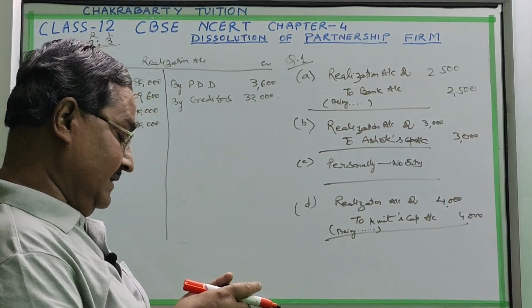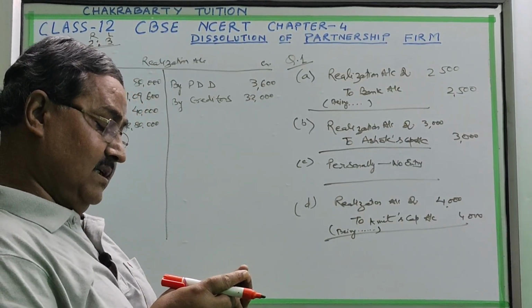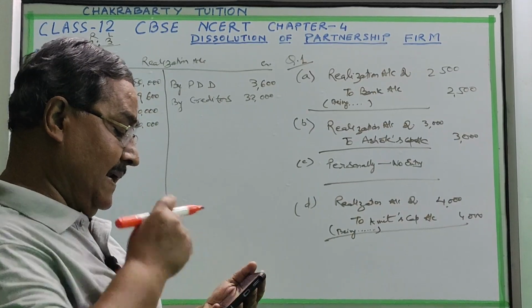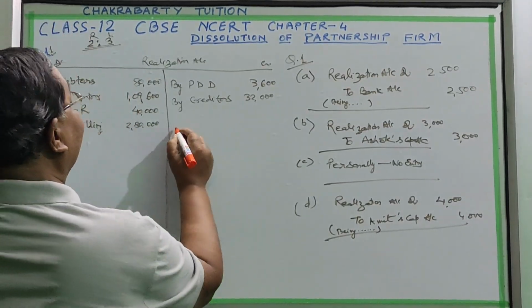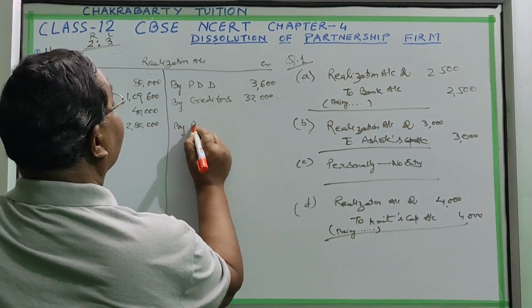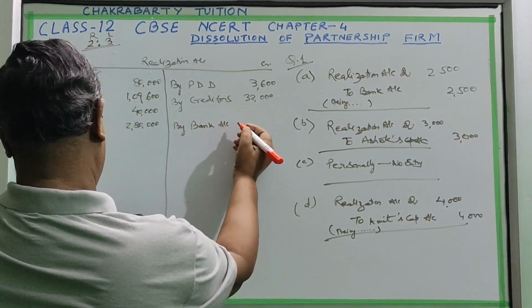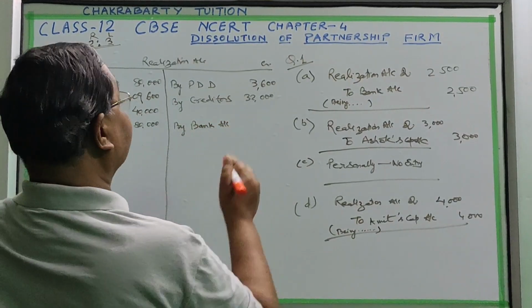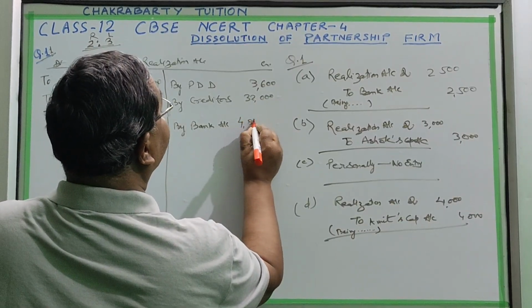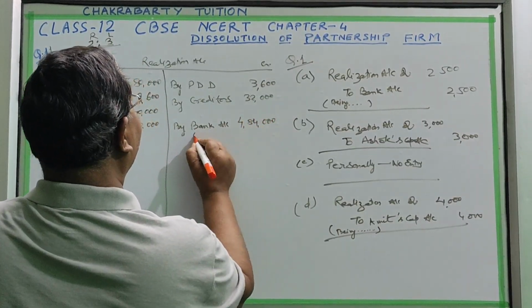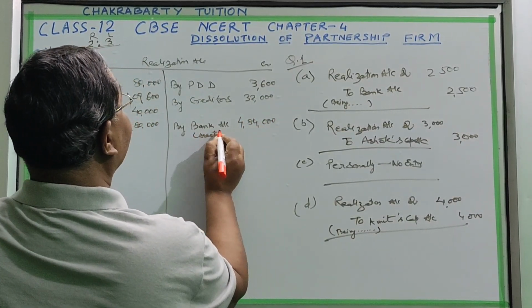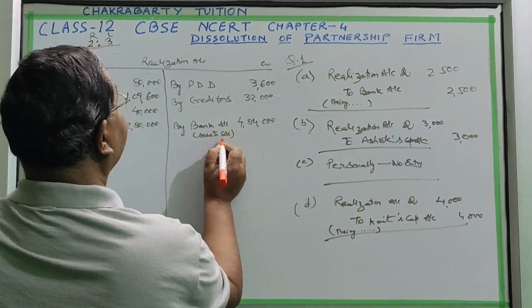Now here all the adjustments are given. Assets are decided to be realized, except BR. Realized by bank account. Assets realized 4,84,000. Assets sold. Here in brief you have to write.